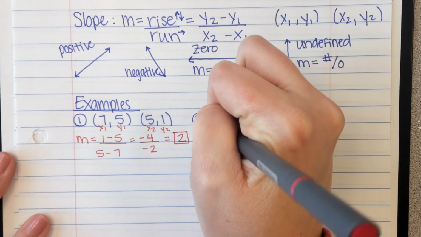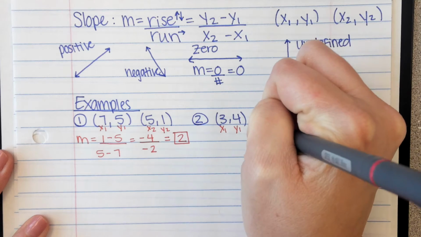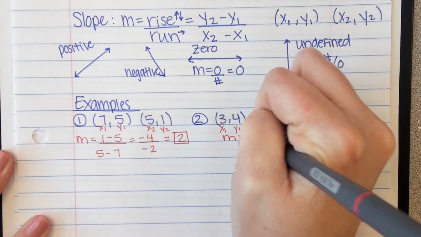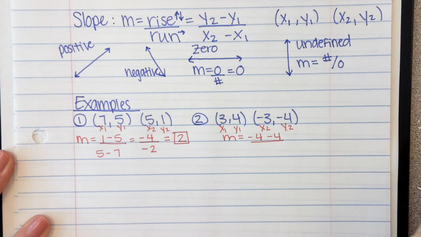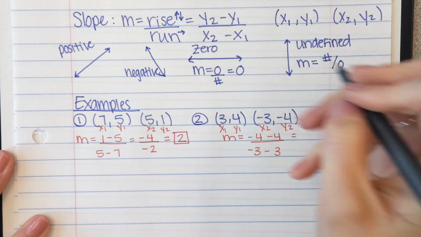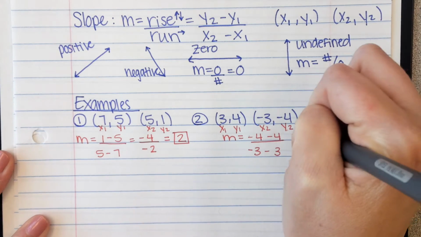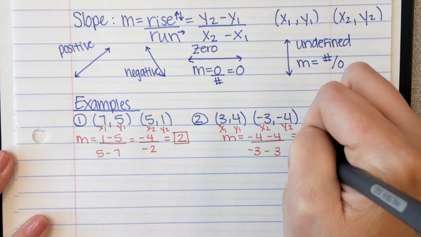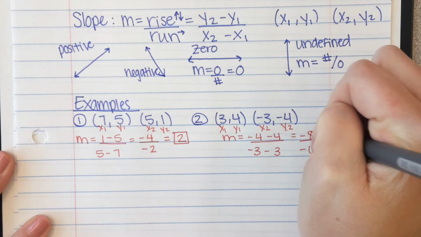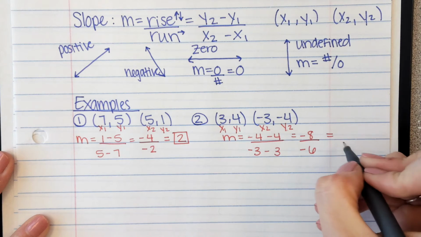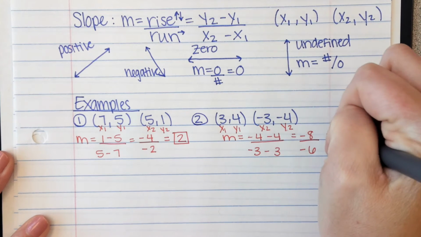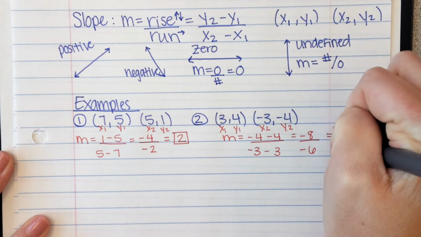All right, so let's try number 2, x1, y1, x2, y2. So we have m equals negative 4 minus 4 over negative 3 minus 3. So negative 4 minus 4 is negative 8. Negative 3 minus 3 is negative 6. And we have to see if that will simplify. I do know a negative divided by a negative makes a positive. And 8 over 6 simplifies to 4/3.